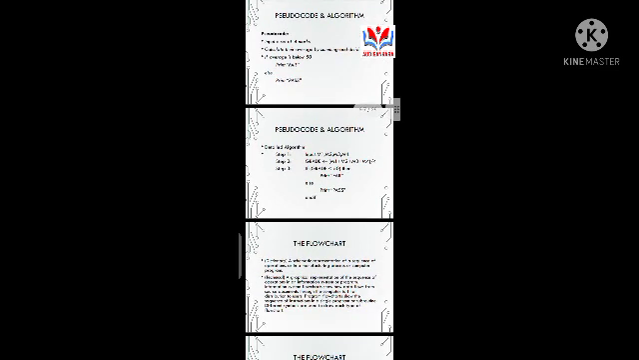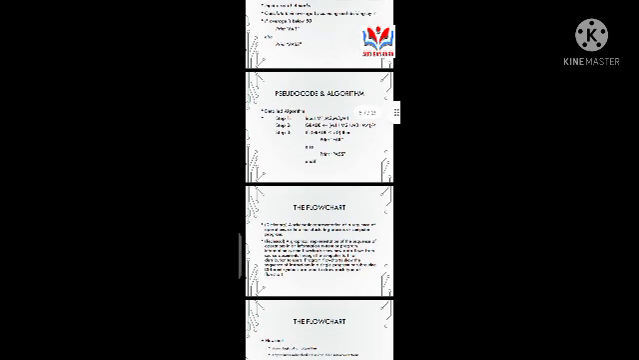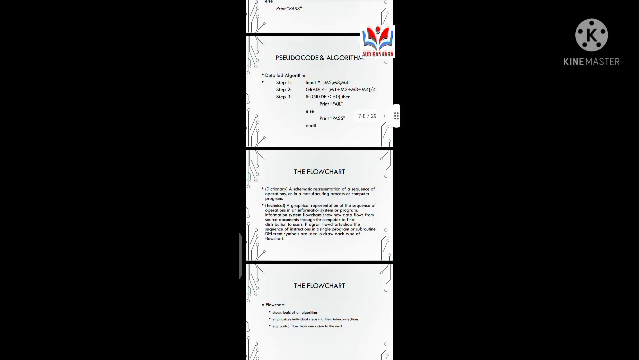Let us see the detailed algorithm. Step 1, input M1, M2, M3 and M4. Step 2, grade equals M1 plus M2 plus M3 plus M4 divided by 4. Step 3, if grade is less than 50, then print fail, else print pass, end if.